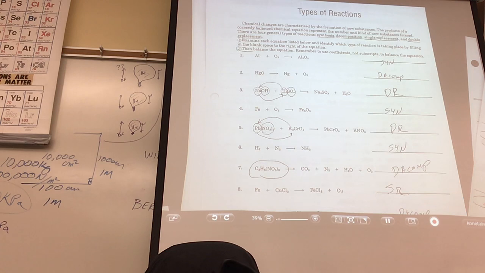How many hydroxides here? So now you have two, that's good. Put two there, that's good. Now you have two hydroxides, two hydroxides. How many sodiums do you have? You have two there. How many sulfates do you have? One. You got it. And then check to see if it can be reduced.